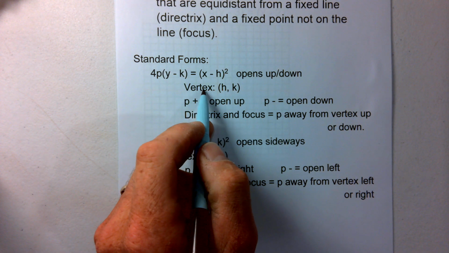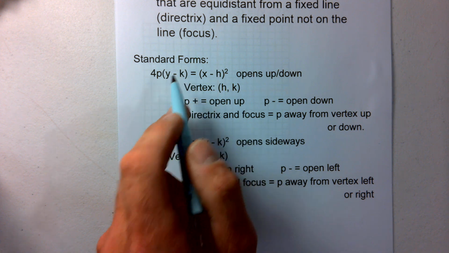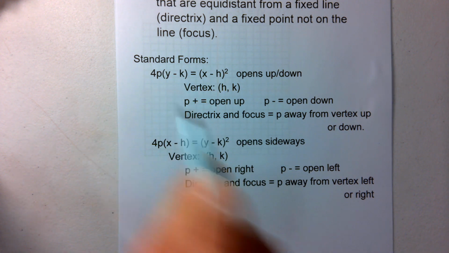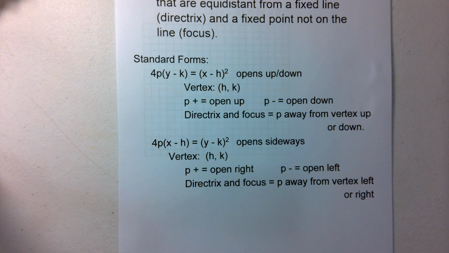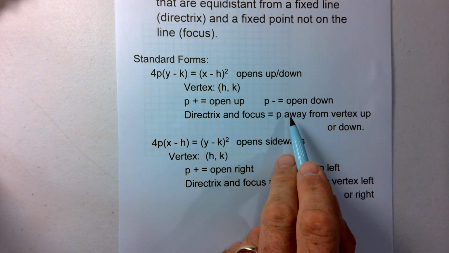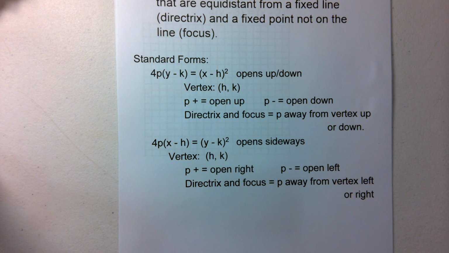So, again, our vertex in this form is going to be (h, k). If p is positive, it's going to open up. And if it's negative, it's going to open down. That p value is very important to us because it's going to identify the focus and the directrix. The focus is p away from the vertex, and the directrix is p away from the vertex. If it's positive, we know it opens up, so the directrix will be below it. Likewise, if it's negative, it's going to be above it, and it'll open down, which again we'll talk about a little later.